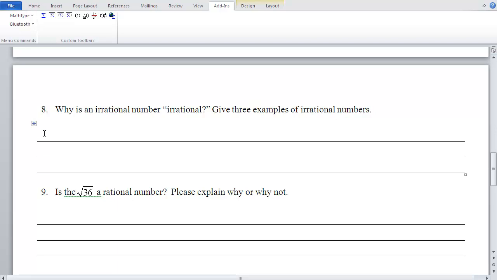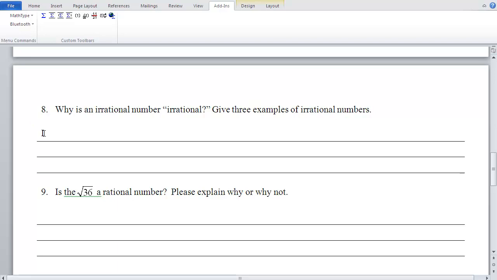Well, first of all, you have to go back to the definition of a rational number. A rational number is an integer divided by an integer. Remember the prefix for irrational: the IR means not rational. If a number is rational when you have two integers divided by each other, then irrational is a number where it's not two integers divided by each other. So that's basically what our answer will be.